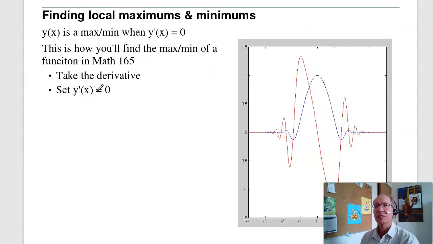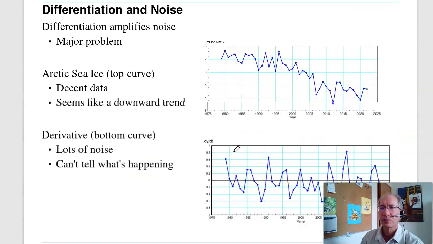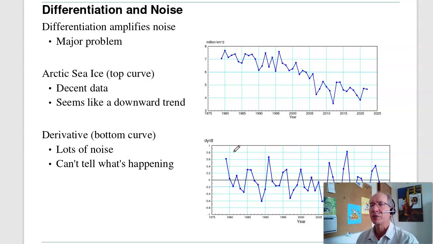Some of the uses of derivatives. If you notice, when I'm at a maximum, the derivative is 0. When I'm at a minimum, the derivative is 0. That's the method you're going to use when you take calculus to find the maximum or minimum of a function. I take the derivative and set it equal to 0. The zero crossings of the derivative are where your function's a maximum or a minimum. So that's kind of the idea behind derivatives.